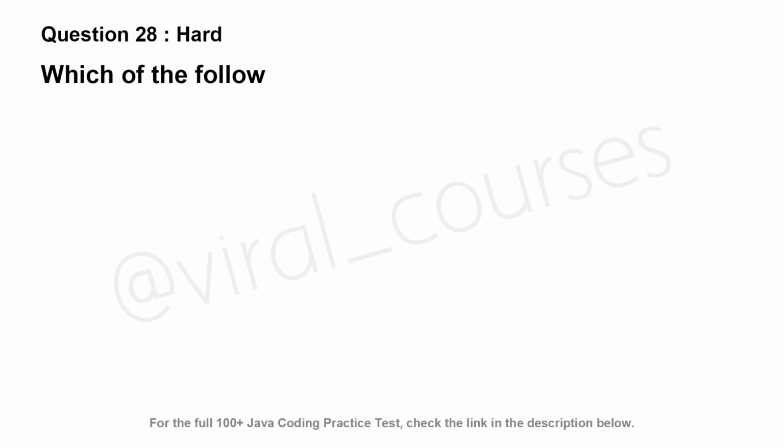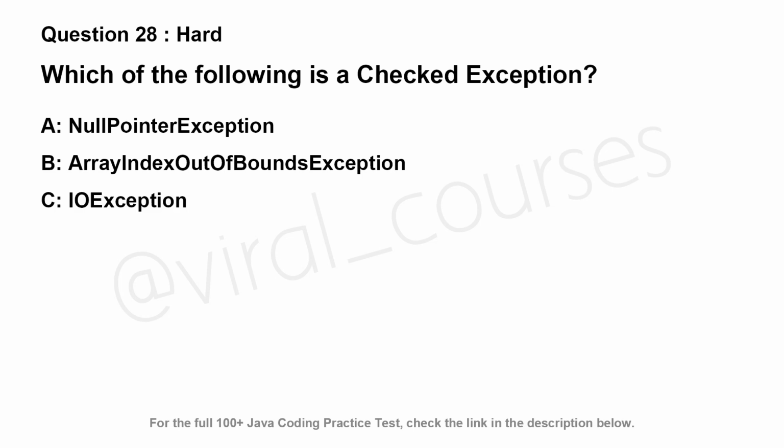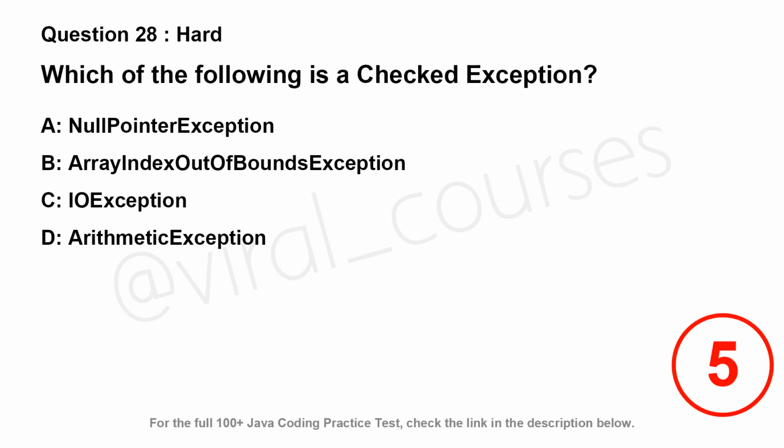Which of the following is a checked exception? Option A, NullPointerException. Option B, ArrayIndexOutOfBoundsException. Option C, IOException. Option D, ArithmeticException.